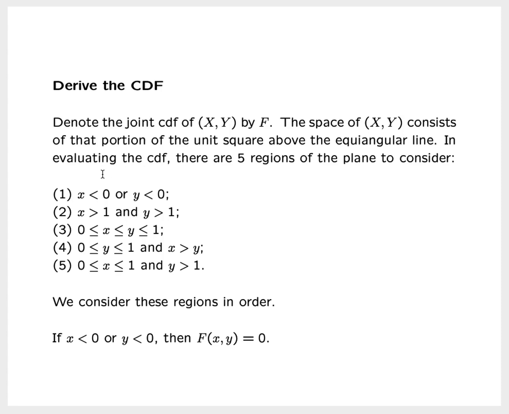The points where x is less than 0 or y is less than 0, points in the plane where both x and y are greater than 1, points where x and y are between 0 and 1 and x is less than or equal to y, points where y is between 0 and 1 but x is greater than y, and then points where x is between 0 and 1 and y is greater than 1. So we'll consider these regions in order.